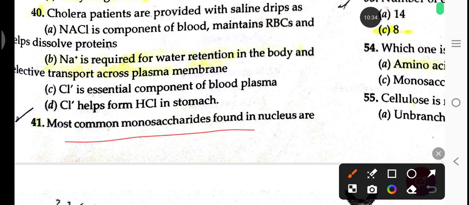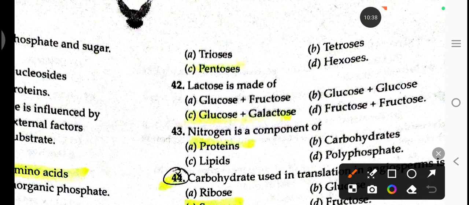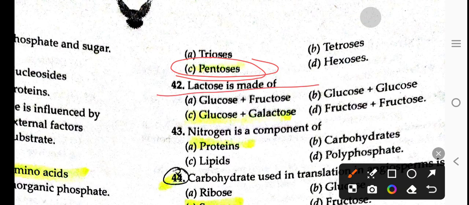The most common monosaccharides found in the nucleus are pentoses. As we know, ribose and deoxyribose are pentose sugars which are found in the nucleic acids. So option number C. Lactose is made up of glucose and galactose. So it is an oligosaccharide, a sugar which is formed by the combination of two monosaccharides. Nitrogen is a component of protein. Option number is the right answer.